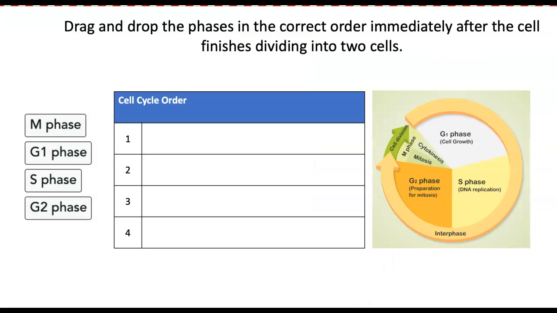In this drag and drop activity, learners will sequence the cell cycle phases in the correct order. The sequence will begin immediately after the cell finishes dividing into two cells.